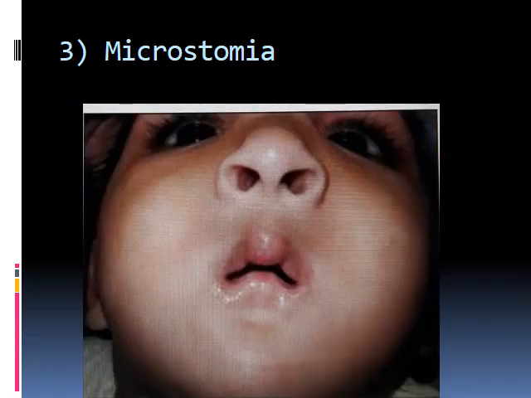This is a condition called microstomia. Microstomia means very small mouth, and this will result if the maxillary process and the mandibular process fuse with one another to a greater extent, leaving a very small cavity in the form of a mouth. This will also again require surgical intervention.